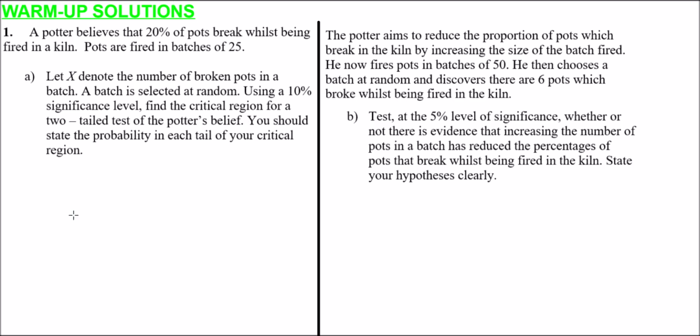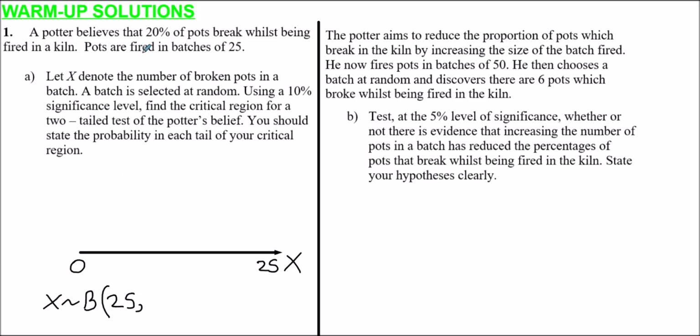So what I'd suggest we do first of all is to sketch out this on a little grid. So if I let this be the variable x, and of course x can take the values from 0 to 25 because this is the batch size. So 0 is where none break, 25 is where they all break. So X is going to follow a binomial distribution, 25 pots, and the probability of any one pot breaking is 20%, which is 0.2.